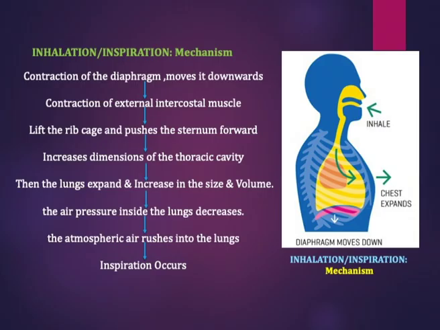Let us see in detail the inhalation, or inspiration, and its mechanism. During inhalation, the diaphragm contracts, which results in the downward movement of the diaphragm. Also, as part of inspiration, the external intercostal muscles contract, and as a result the rib cage is lifted upwards and the sternum is pulled forward. This increases the dimensions of the lungs. As a result, the volume of the lung increases, the size of the lung increases, and the space inside the lung increases.